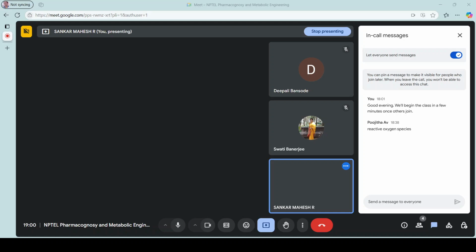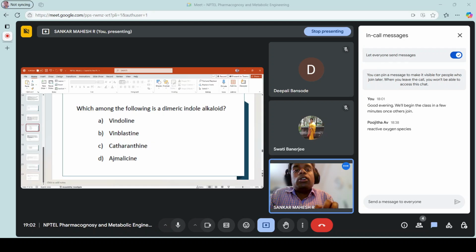The next question is, which of the following is a dimeric indole alkaloid? Options are vindoline, vinblastine, catharanthine, and ajmalicine. So before we go to the answer, first can someone take a couple of minutes, think through, and then tell what dimeric indole alkaloids are. How are they different from normal alkaloids? Okay.